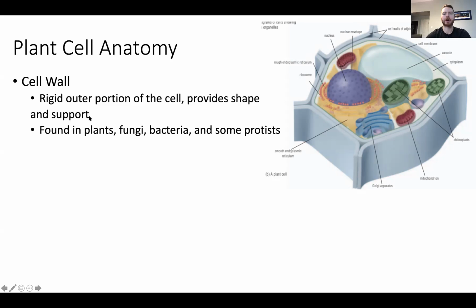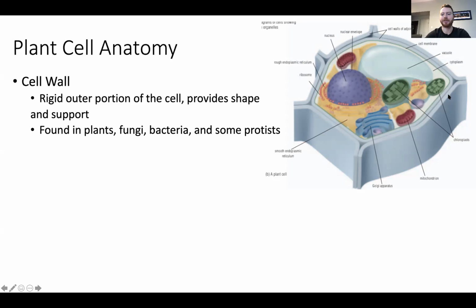When Robert Hooke was looking at his cork cells, he would have noticed the cell wall of the cork plant. Note that the cell membrane does not equal the cell wall. Both plant and animal cells have cell membranes, but only plants have cell walls. If we look at this image on the top right, here is the cell membrane, which both plant and animal cells have, but outside it is the cell wall.